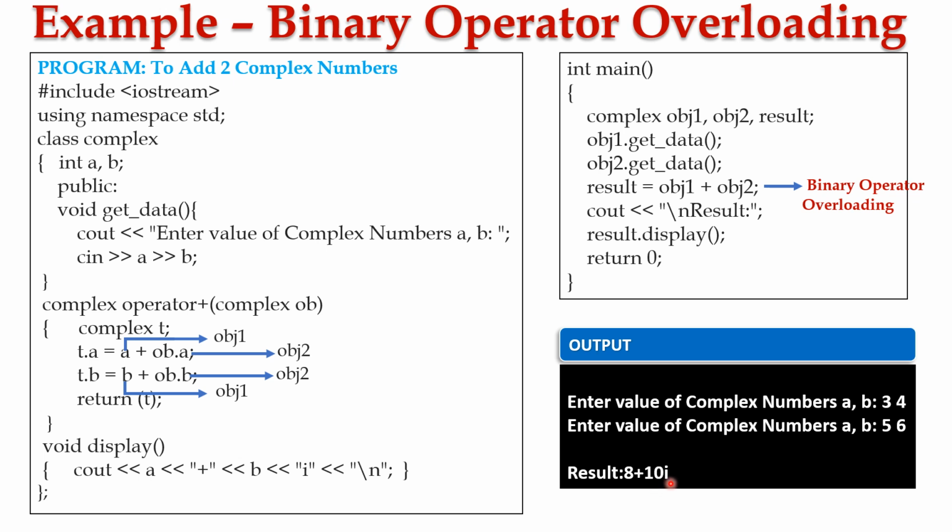Now the control is shifted from display method to main method. The next statement is return 0. This implies the successful execution of the code. And the main method ends here. So hope you are clear in binary operator overloading for adding two complex numbers with this example code.